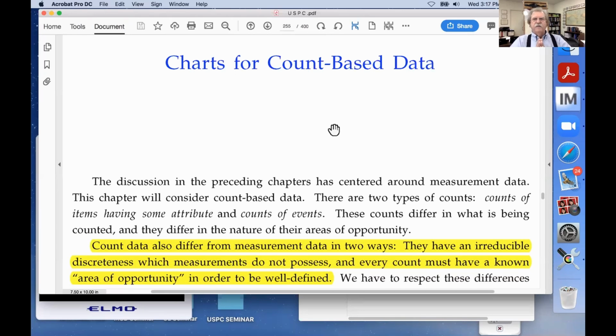Count data differ from measurement data in two ways. First of all, there's an irreducible discreteness. And secondly, every count is defined relative to some area of opportunity. And if you don't know the area of opportunity, you really don't know what you're looking at.